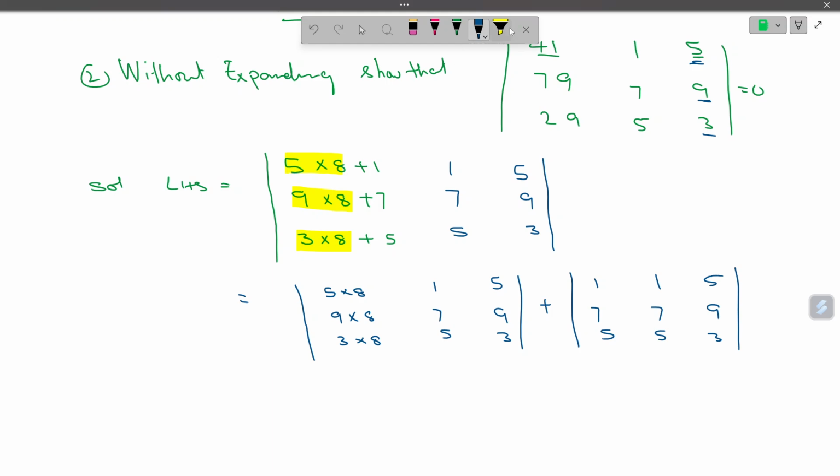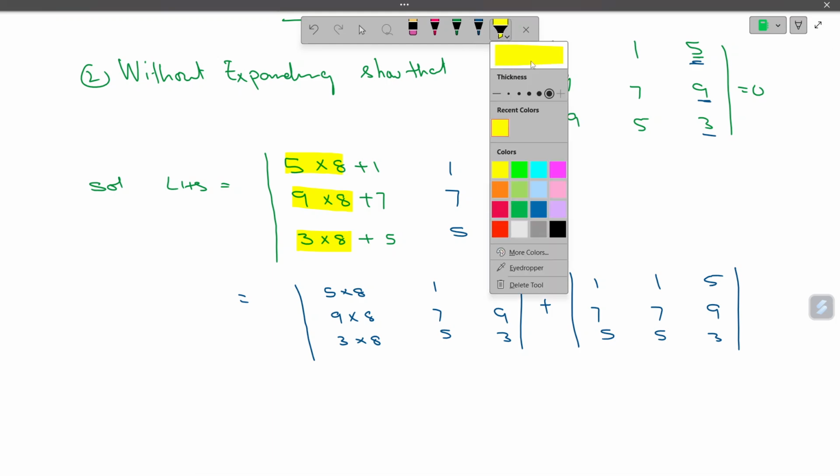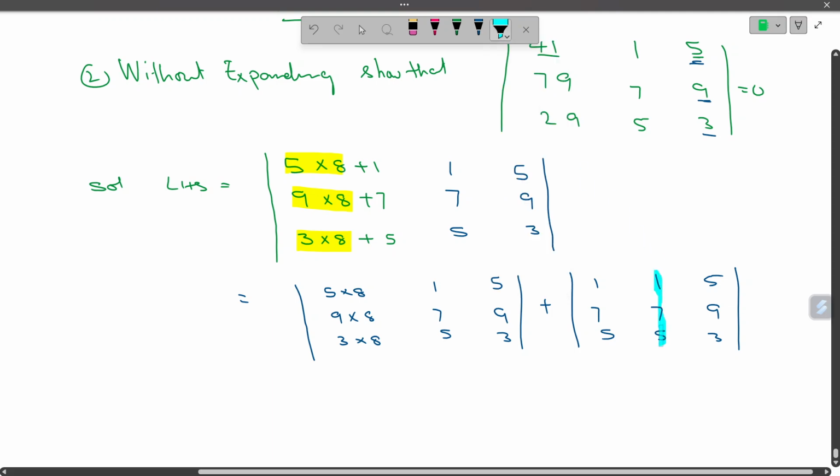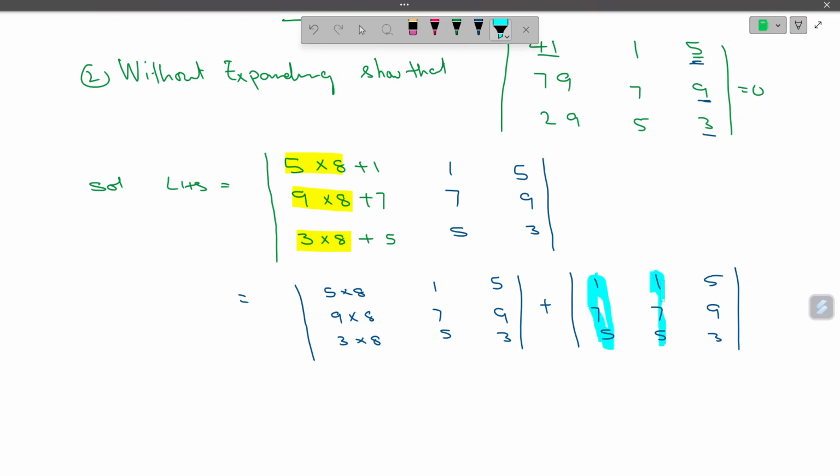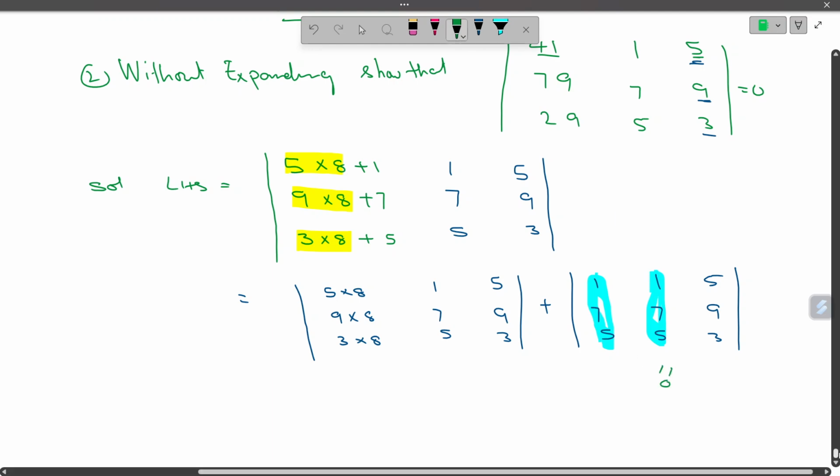See here, what does the rule say? The rule says if two rows or two columns are identical, then the value of the determinant is 0. So this means 175, 175. Two columns are identical. Therefore, the value of the determinant is 0. So without expanding, we made that 0.